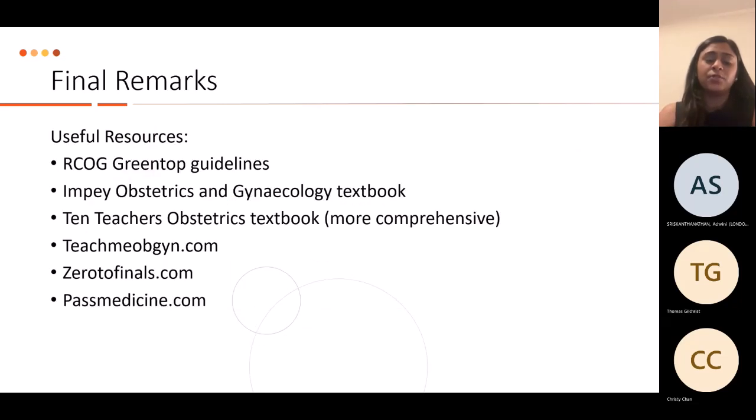So yeah, some final remarks. The RCOG has some Green-top guidelines which are really useful, with really nice tables, and IMP is a great textbook. I used it when I was revising for my own finals, mainly because it was a nice little summary of things. Ten Teachers is a bit more comprehensive, so if you want to look at things in more detail, Ten Teachers is definitely a good textbook to go for. Teach Me OBGYN, Zero to Finals and Passmedicine are your revision gold tools to have at hand.